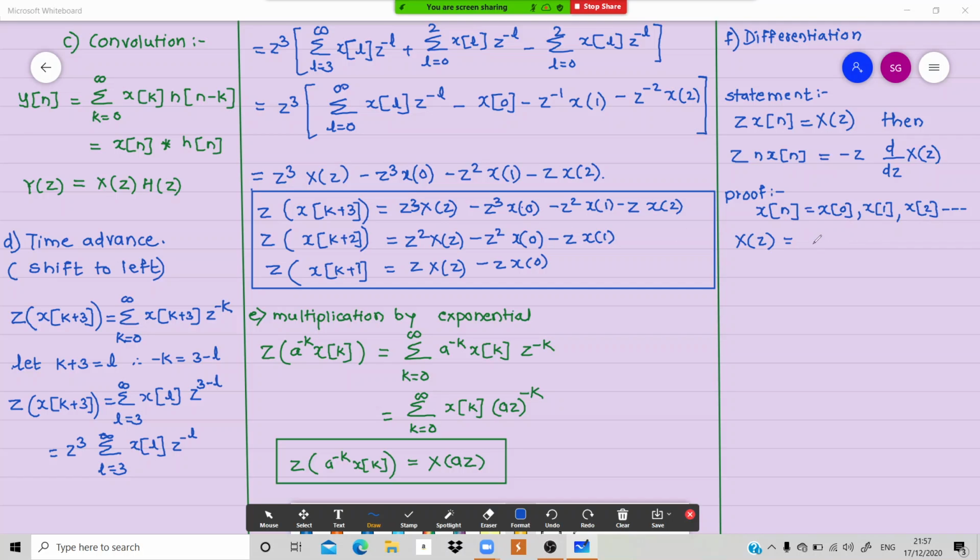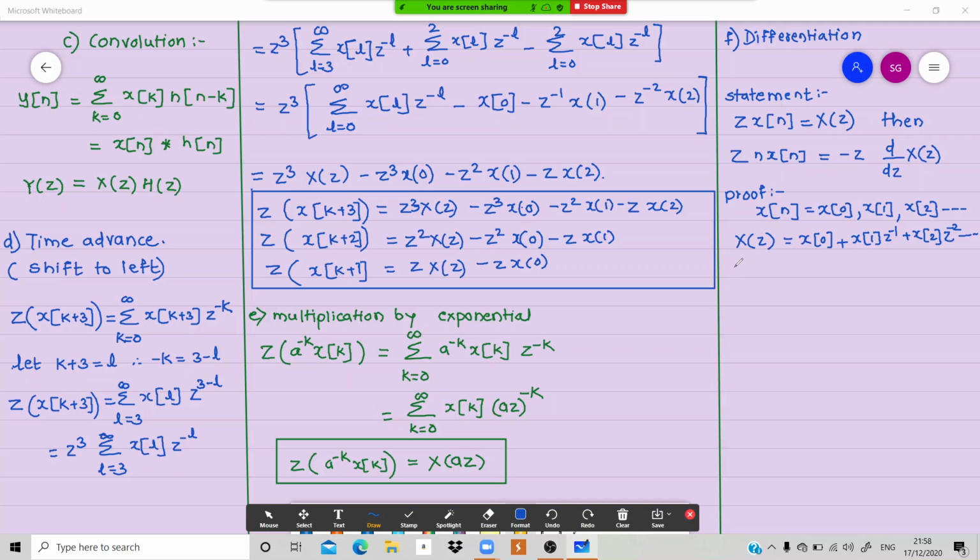If I expand it, x of 0, z raised to 0, so 1, plus x of 1, z raised to minus 1, plus x of 2, z raised to minus 2, and it will continue till infinity by definition.